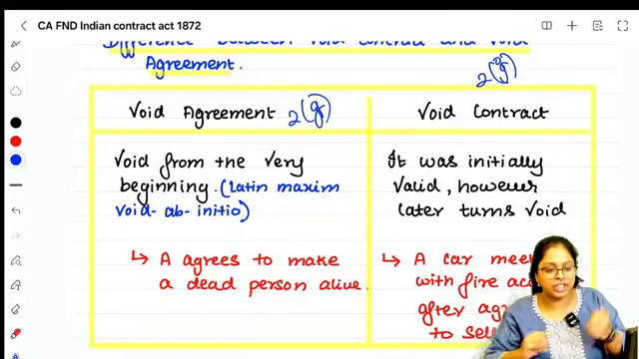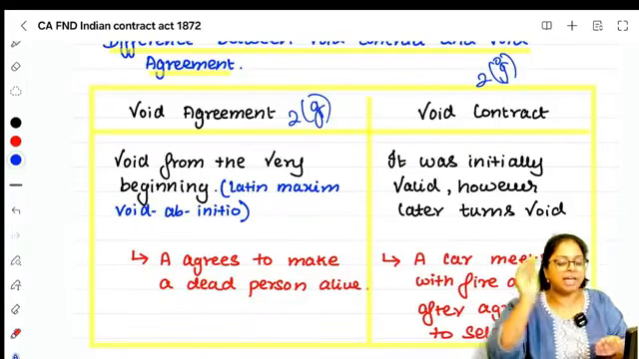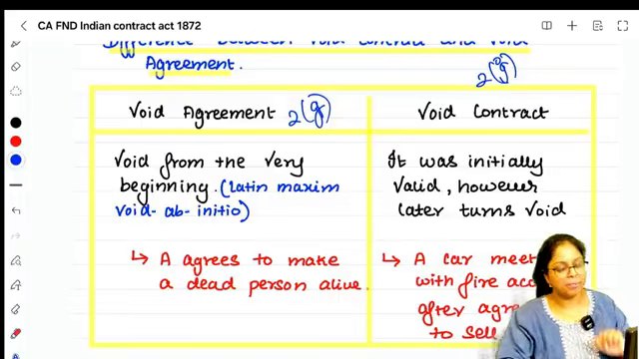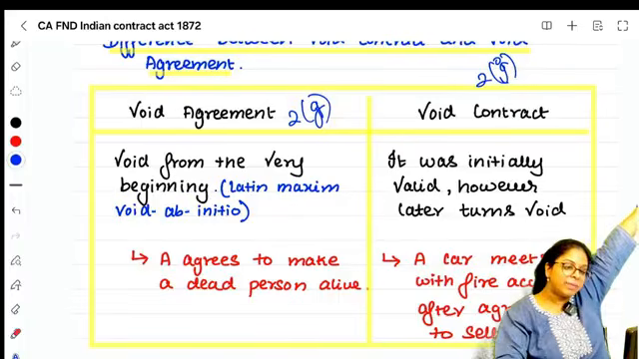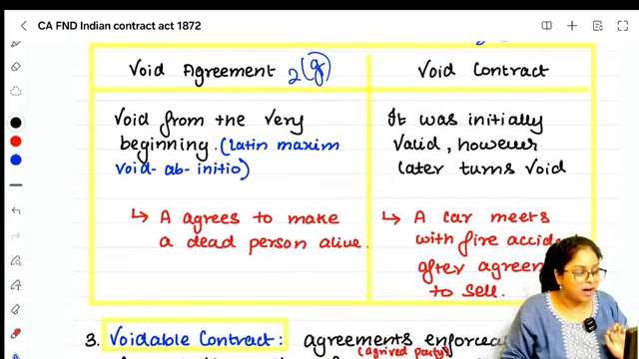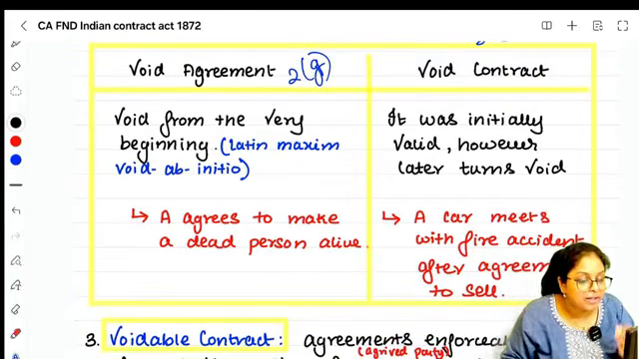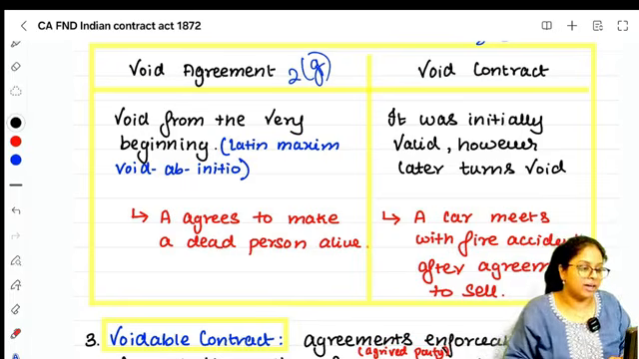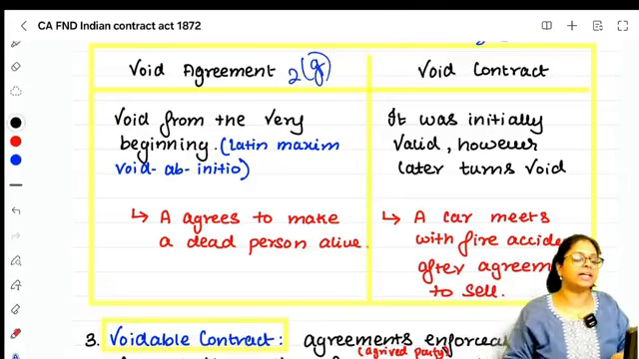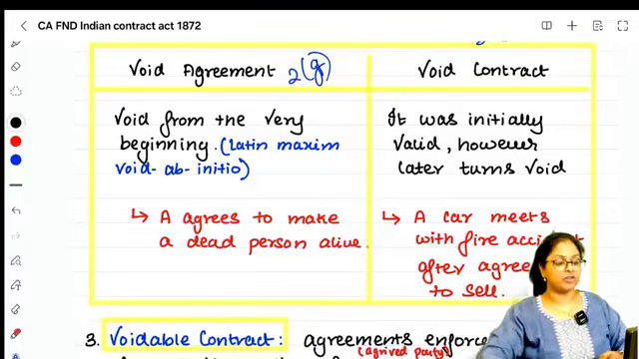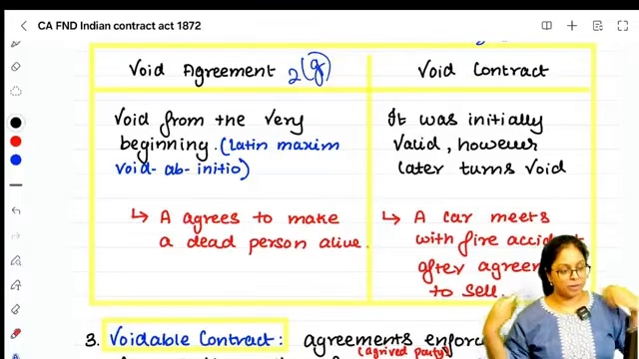Void ab initio. What is the Latin maxim? Void ab initio means it is void from the very beginning. What do you mean by that? Let's say you entered into a contract with a minor. A minor is not competent to enter into a contract. He is not of the age of majority. This agreement, it's not even a contract, I'm sorry. This agreement is void from the very beginning.